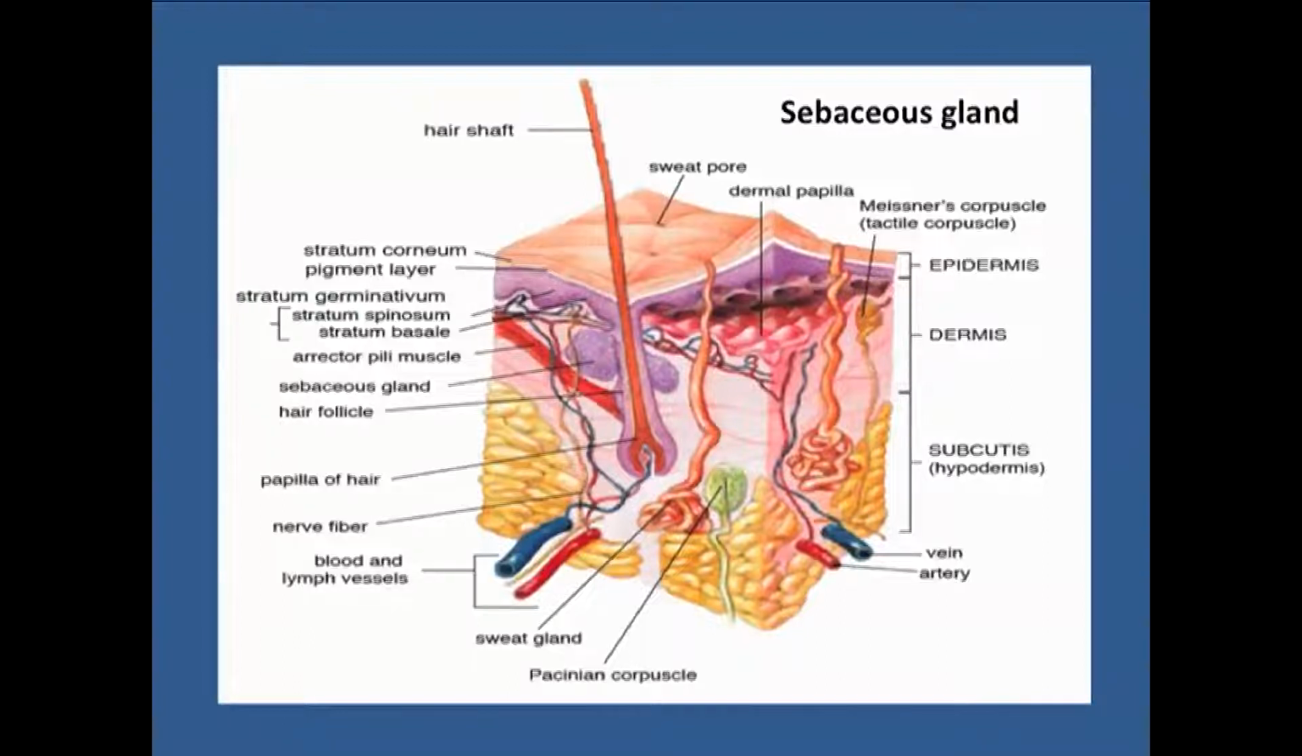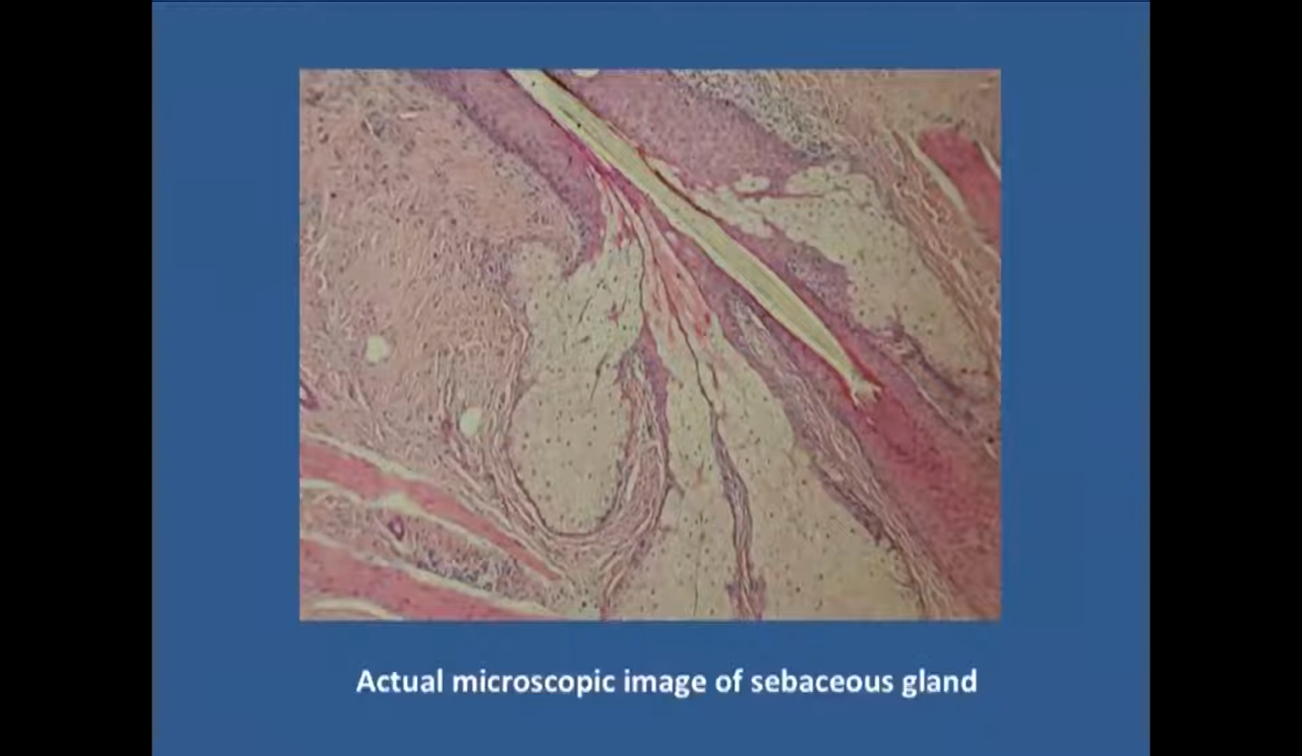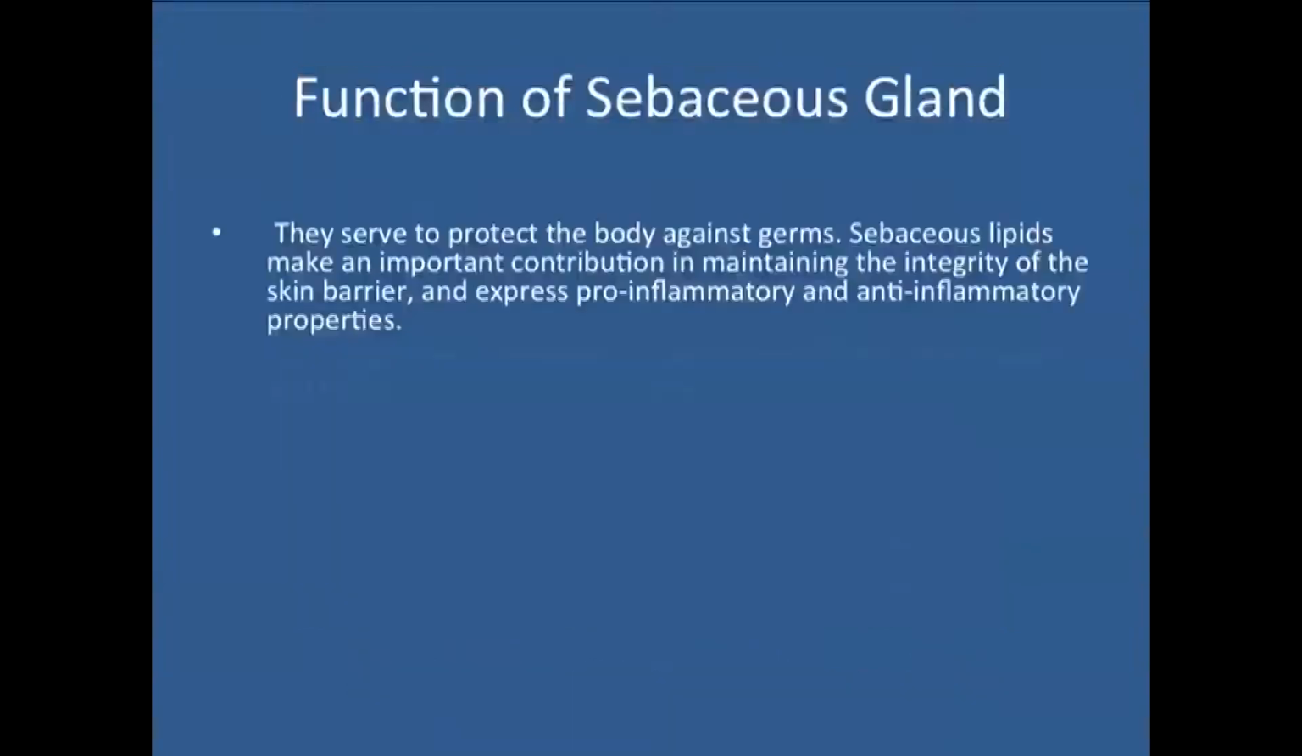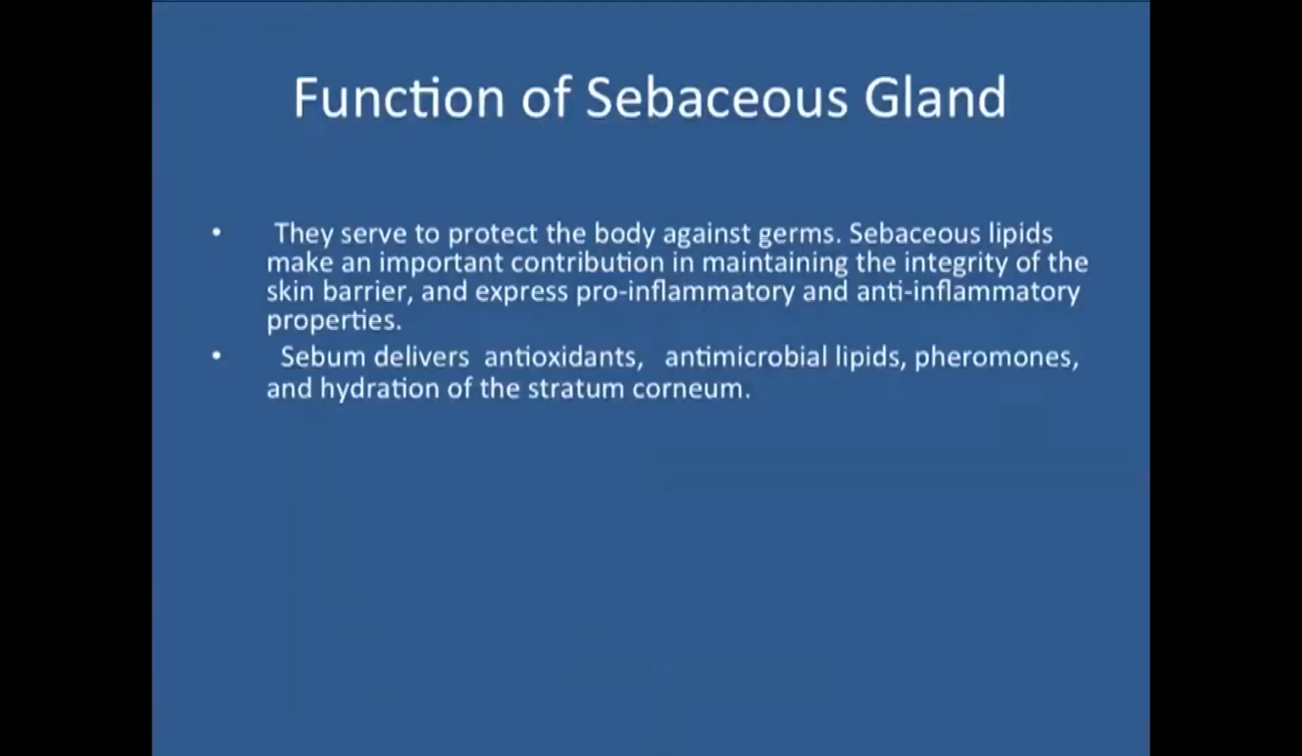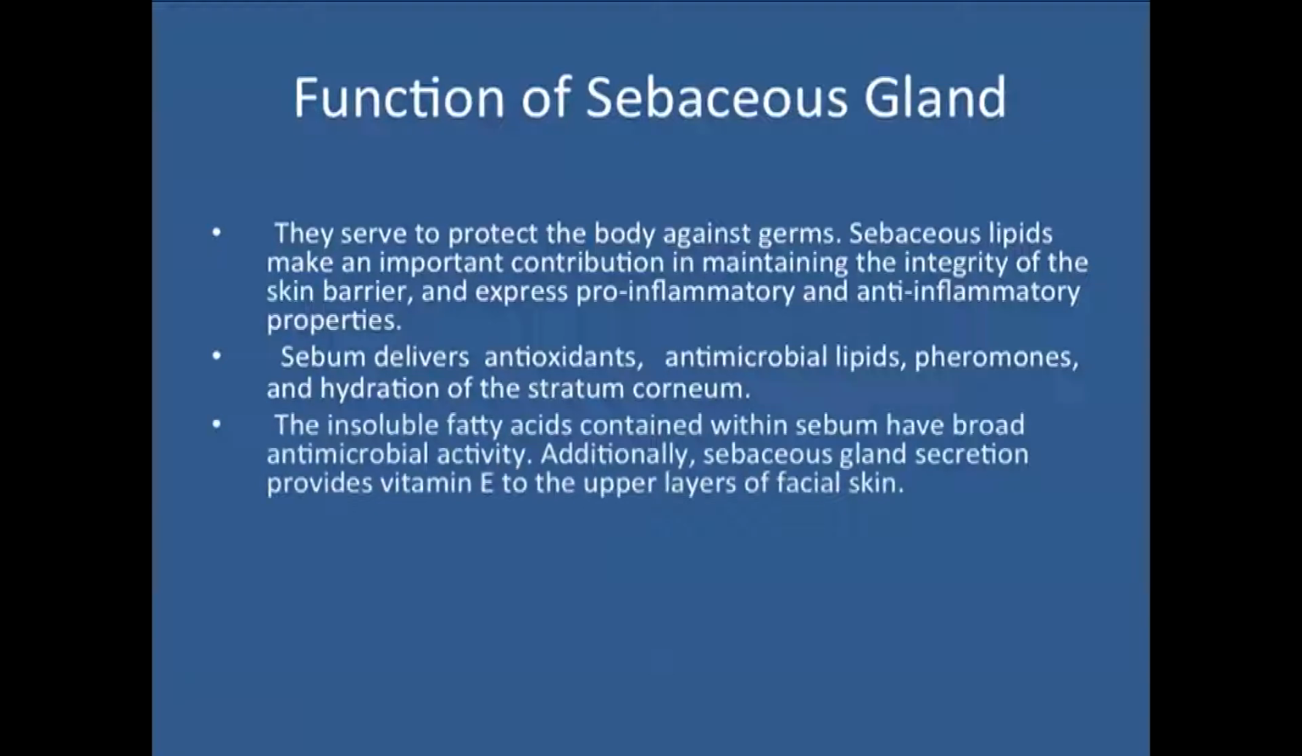And what are their functions? This is the sebaceous gland under the microscope, and it will protect against germs, it will act as a barrier. Similarly, it delivers different antioxidant or antimicrobial lipids or even hormone-like pheromones. Similarly, it will contain some different fatty acids which will give the characteristic odor, and they also produce vitamin E to the upper layers of the skin.